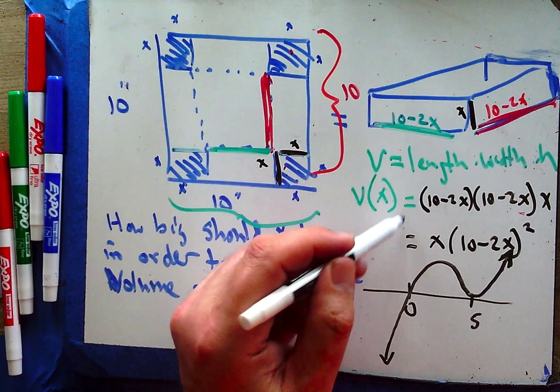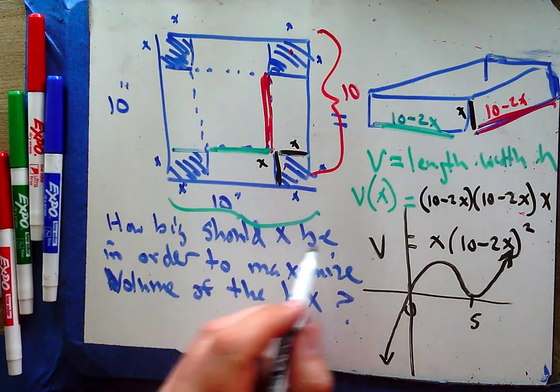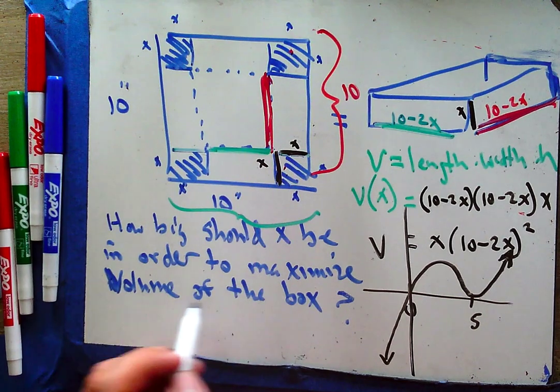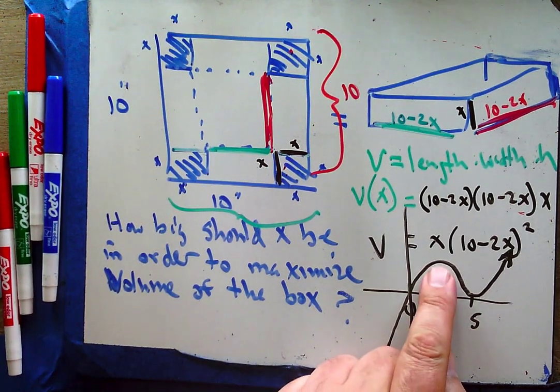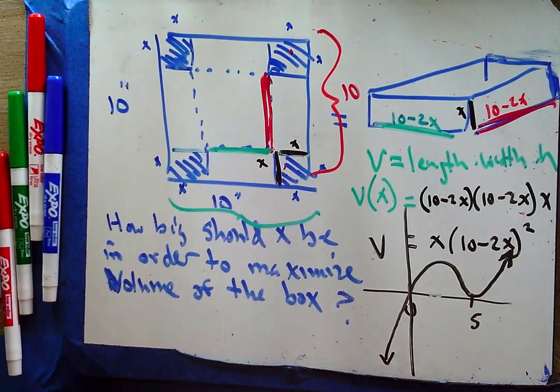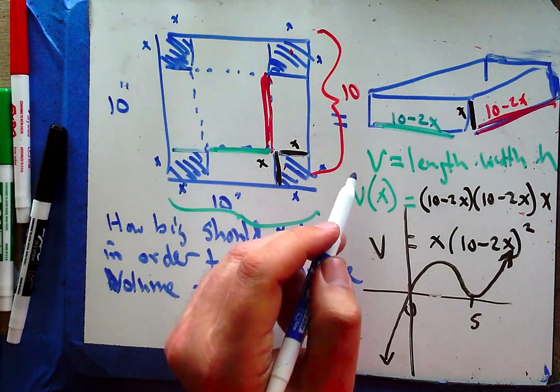So there's my graph of volume. Okay? How big should x be in order to maximize volume? Well, I could have a maximum here. Maybe there's a maximum over here. So I'm not quite sure yet. So let's break this up into steps.